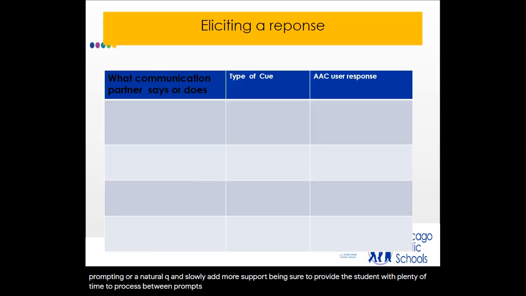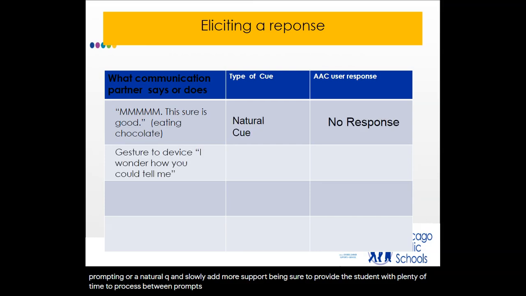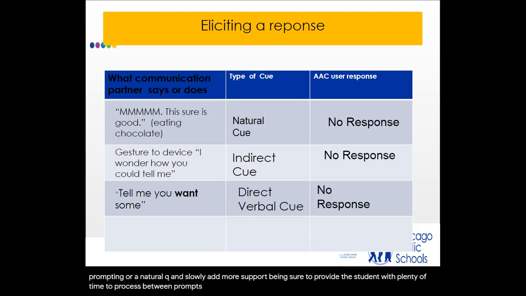Take a look at this example. The communication partner is targeting want from the student. They move through the chain of cues, increasing support 1 level at a time until the response is received from the student. This would be 1 data point and would be recorded on the data sheet.